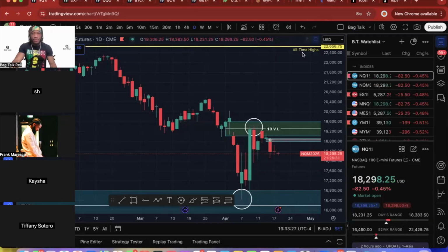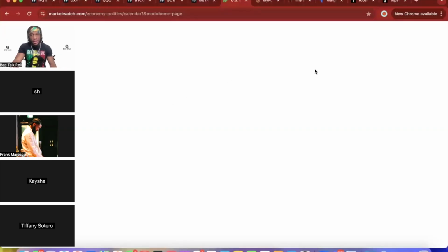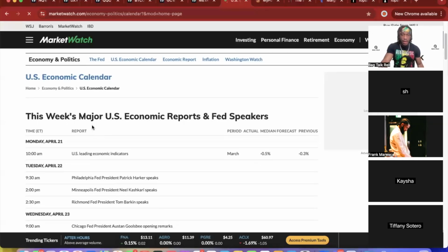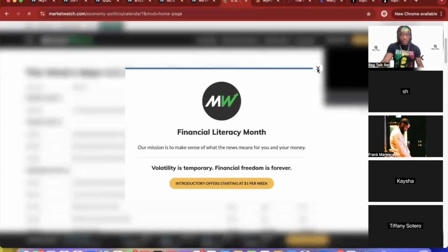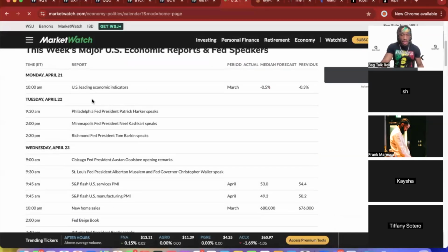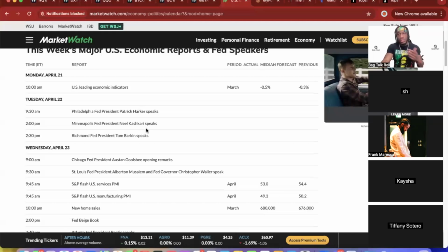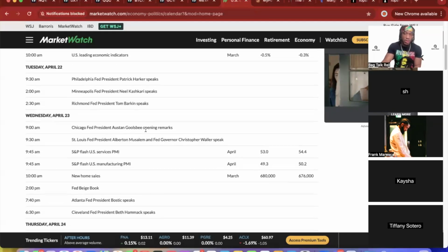Before we get into any type of trading, we need to know the best days to trade. Let's see what the economic calendar has for us for the week of April 20th. It doesn't look too eventful this week. Monday has nothing eventful. A bunch of Fed speakers on Tuesday, which usually causes some consolidation in the market. Wednesday we got PMI.